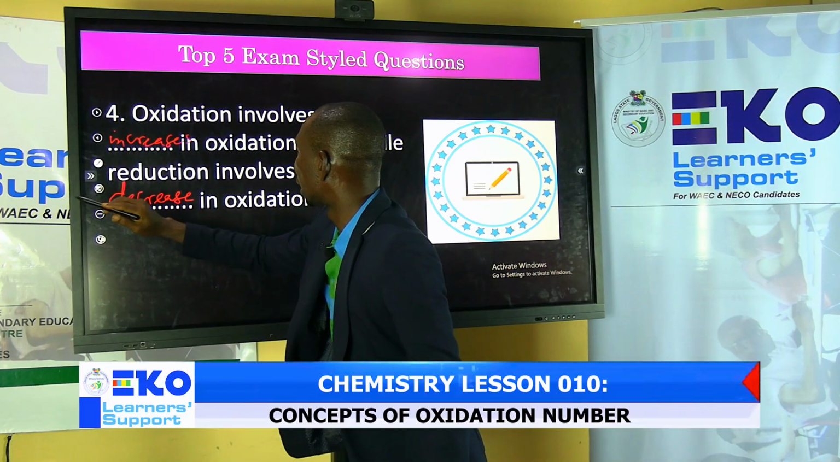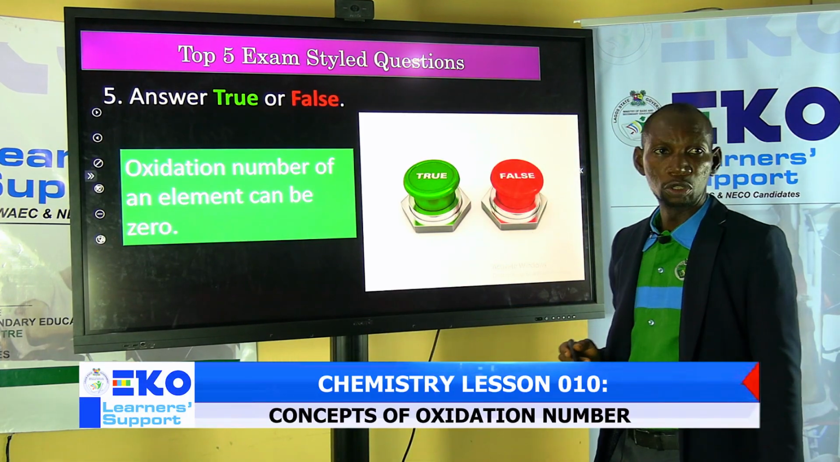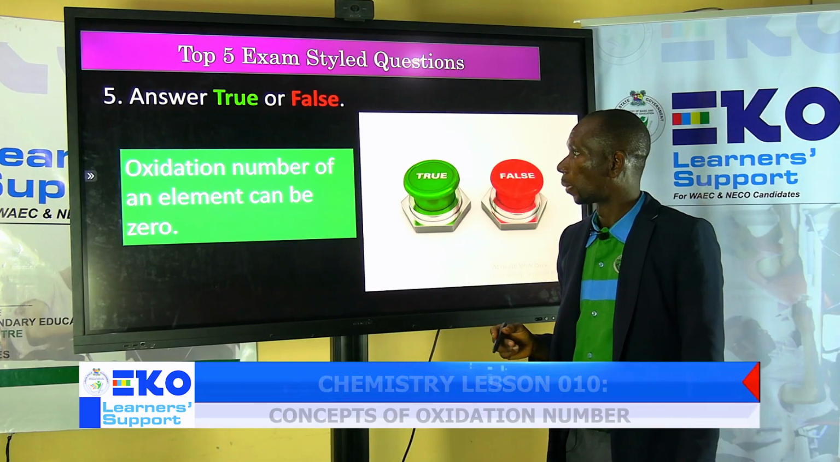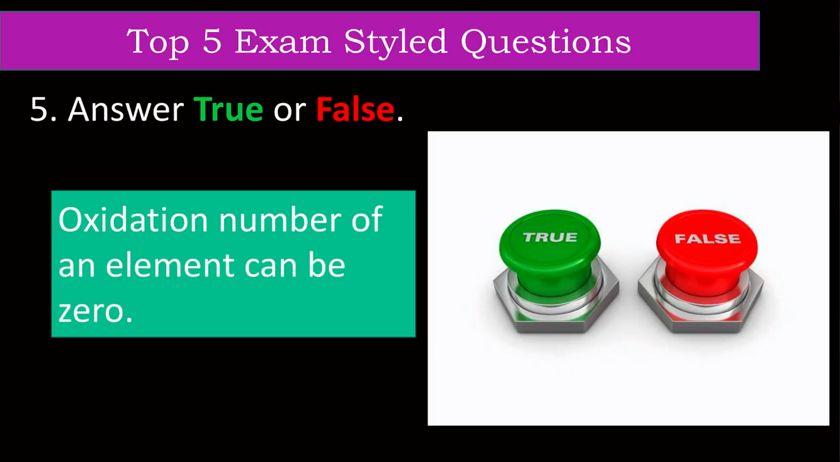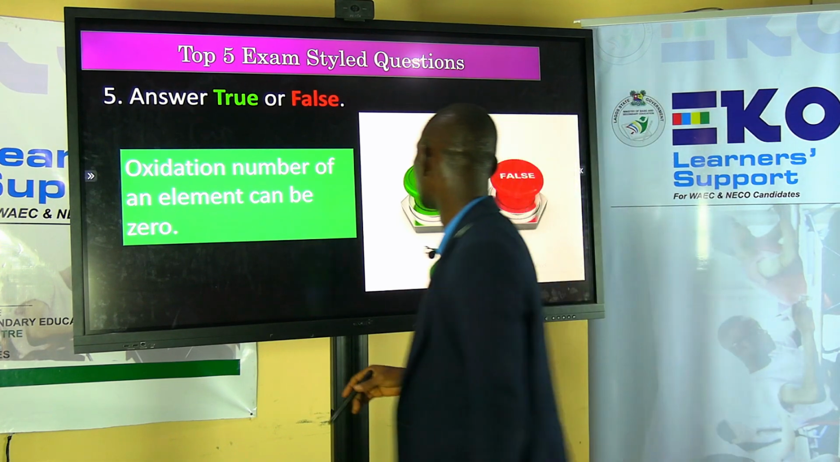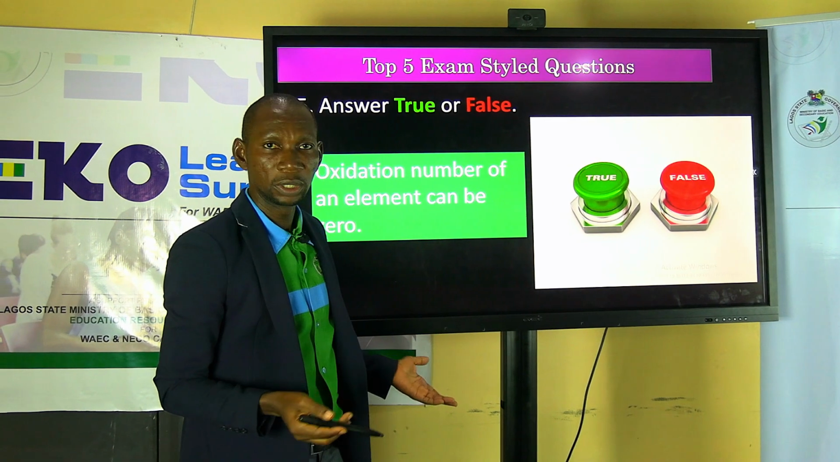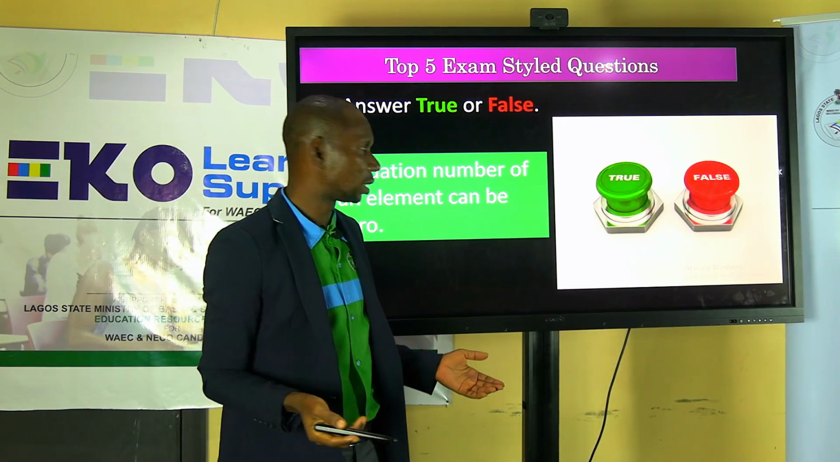Let's look at the last, but not the least. Yes, the true or false question. Okay? Oxidation number of an element can be 0. Is this true or false? Which of the buttons are you going to press now? Oxidation number of an element can be 0. Did you say false? Oh, I'm surprised.